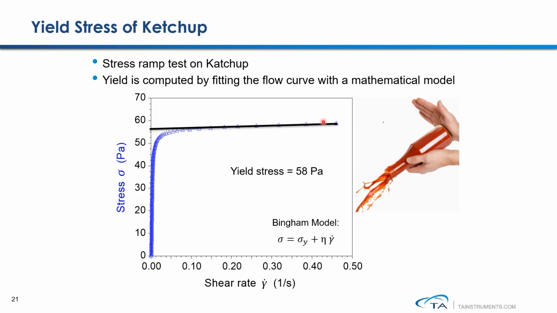This behavior seems to have a good fit with the Bingham model. So if we fit this flow curve with the Bingham model and extrapolate the stress versus shear rate curve down to the point when shear rate equals 0, then from these results, we can calculate the yield stress of ketchup, which is roughly 58 Pascal.